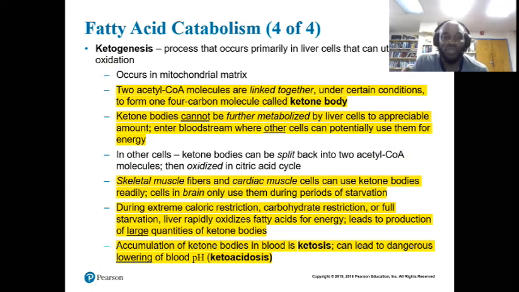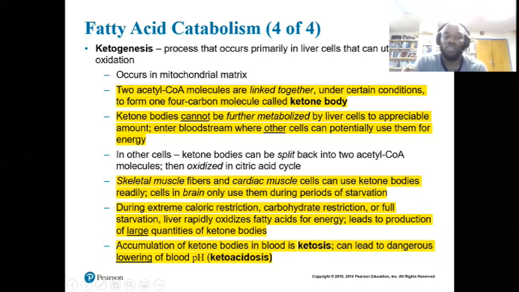Ketone bodies cannot be further metabolized by liver cells to an appreciable amount, so they enter the bloodstream, where other cells can potentially use them for energy. So we take this fat, break it down, and form this ketone body, but it can't be metabolized by the liver, so it enters the bloodstream where it can be used by other cells. In other cells, a ketone body can be split back into 2 acetyl-CoA and then oxidized in the citric acid cycle.